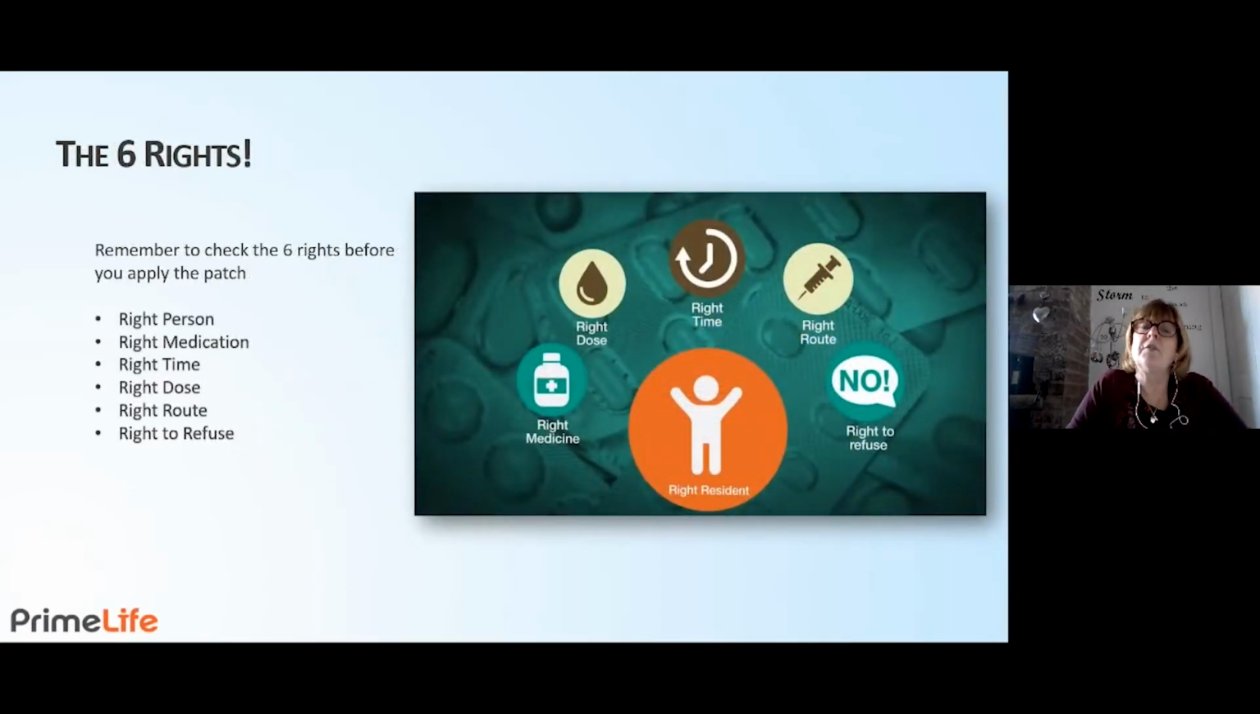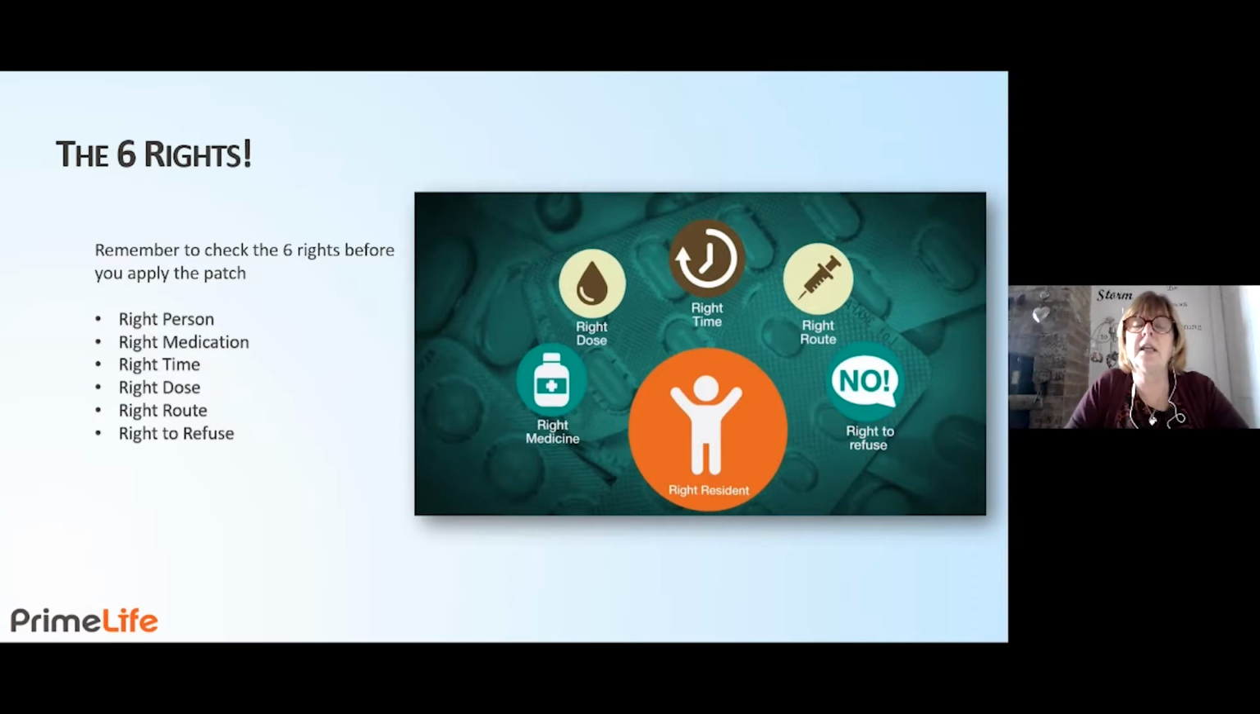As always, before we apply a patch to any of our residents, we must remember to check the six rights before we apply. So are we checking that we've got the right person, that it's the right medication, the right patch? Is it the right time? Is it the right dose? Is it the right route, and we've got the right to refuse.